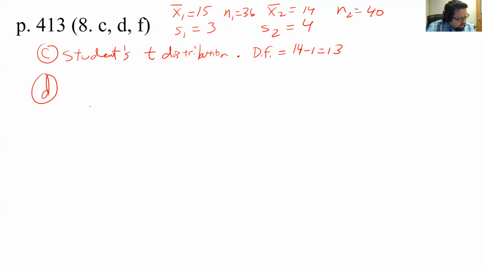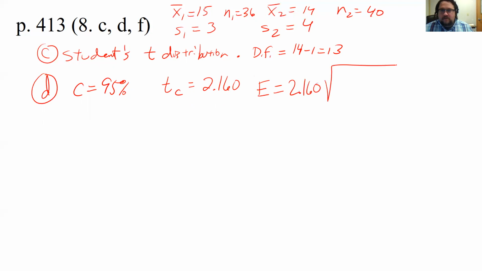Suppose S1 is 3 and S2 is 4. Find the 95, so again, confidence level 95% for this difference. So we're going to figure out our confidence value. So again, we're going to go to our T table this time. 95 confidence level, 13 degrees of freedom. 2.160. 2.160.